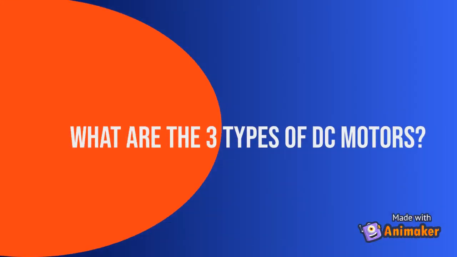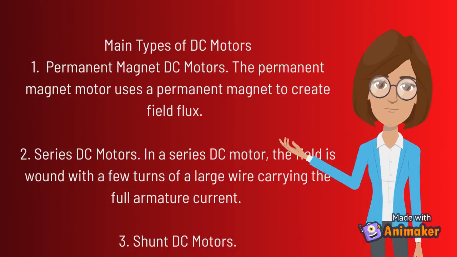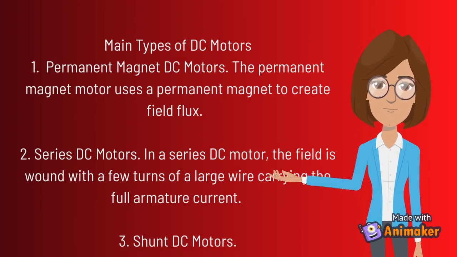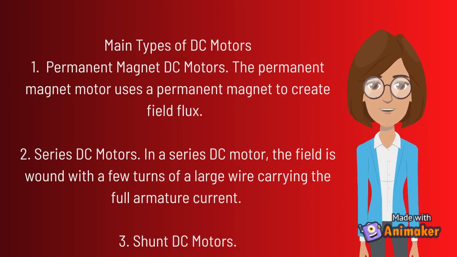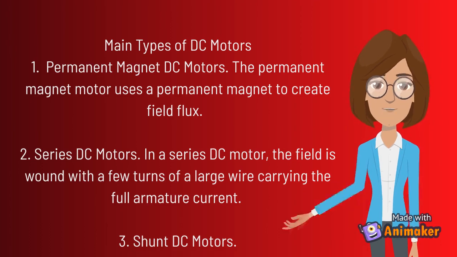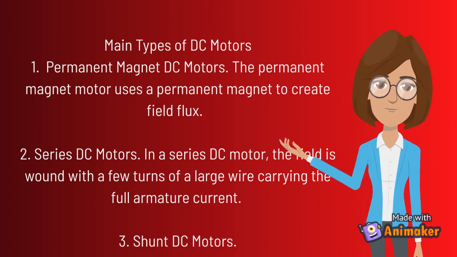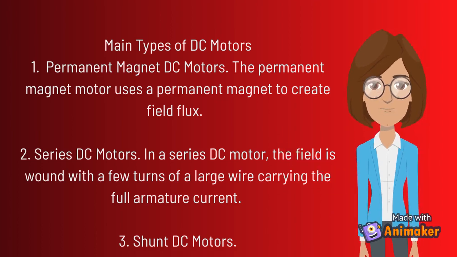What are the three types of DC motors? Main types of DC motors. 1. Permanent magnet DC motors. The permanent magnet motor uses a permanent magnet to create field flux. 2. Series DC motors. In a series motor, the field is wound with a few turns of a large wire carrying the full armature current. 3. Shunt DC motors.